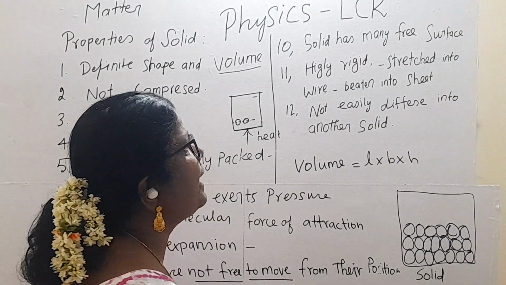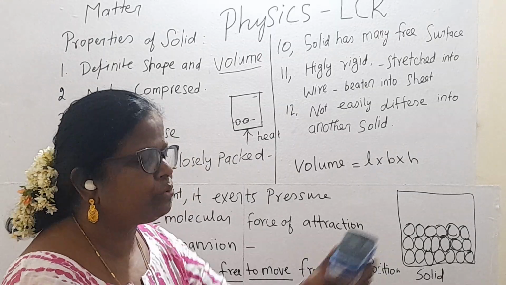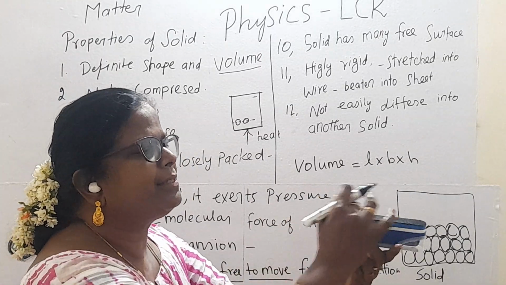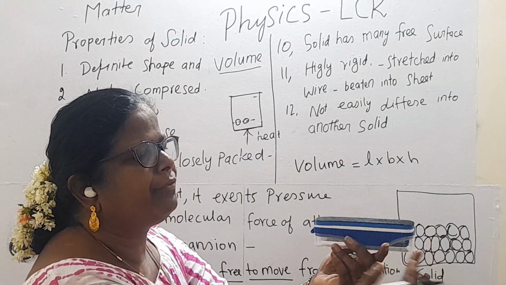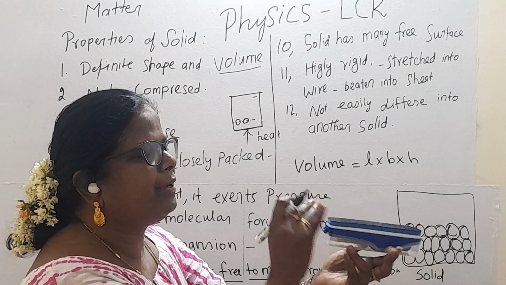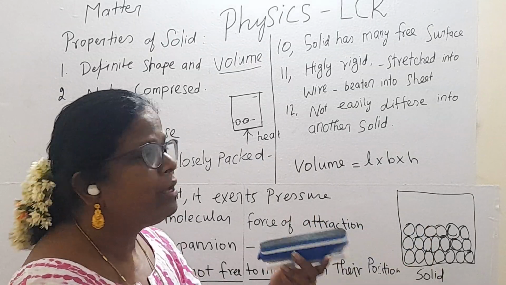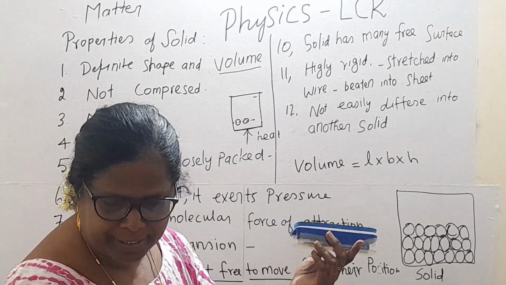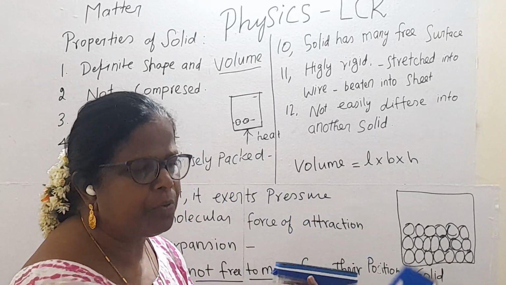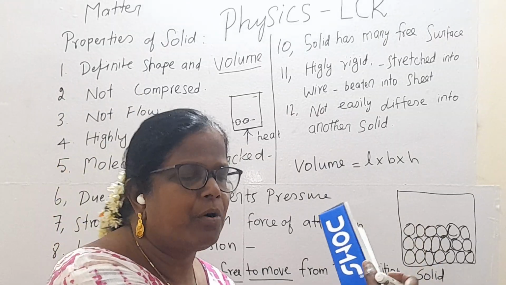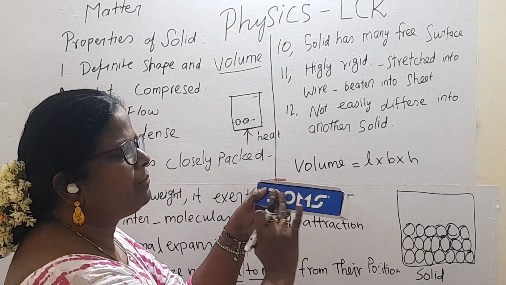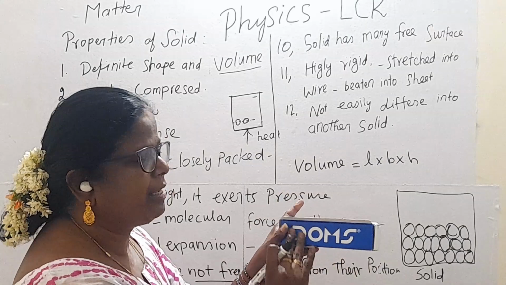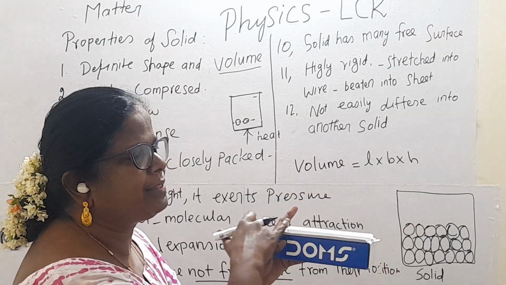Next one, solid has many phases. Take this duster. It has phases: see one phase, another phase, this is another phase like this. That's why we can say solid has many phases. This box also you can take. This is one phase, another like this. Many phases, many free surfaces are there.